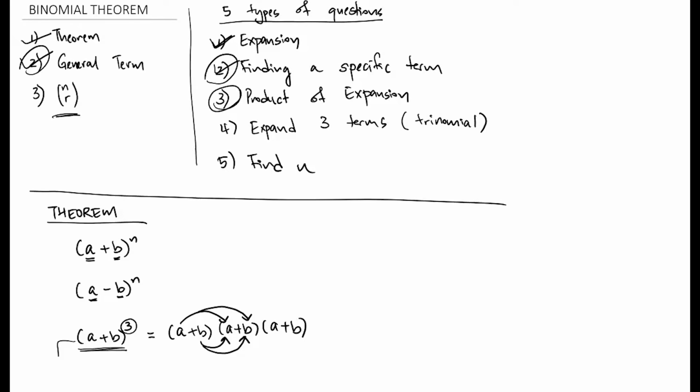Today we are back with the third video in the binomial expansion series. In the first video, we talked about the binomial theorem and we learned how to use the theorem to do expansion. In the second video, we talked about the general term and we learned how to use it to find a specific term. In today's video, we're going to talk about product of expansion.